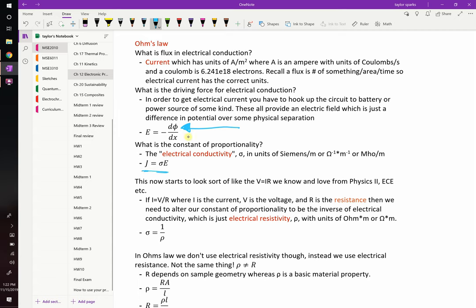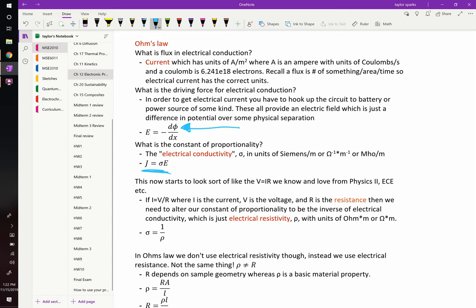J, our flux of current of something like electrons, is going to be equal to sigma, that is not strength sigma. We ran out of variables. When you study all the things, you run out of variables. So now sigma means electrical conductivity, right? The amount of current that you get is proportional to the electric field. And the constant of proportionality is the electrical conductivity. Any questions so far?